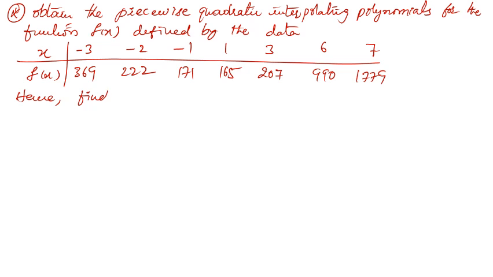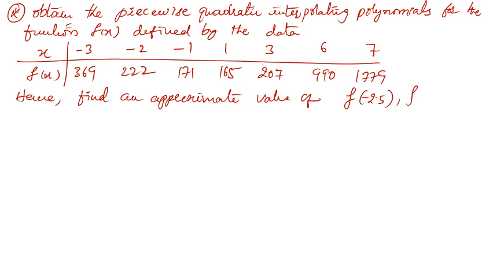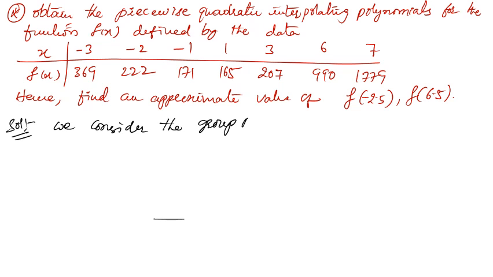Hence, find an approximate value of f of minus 2.5 and f of 6.5. Solution. To get a quadratic polynomial we need how many points? 3 points. So we consider groups of nodal points.